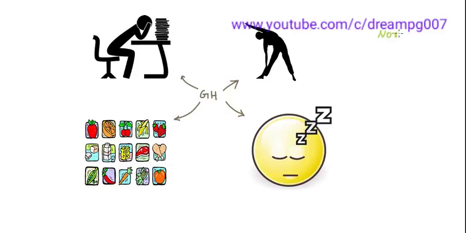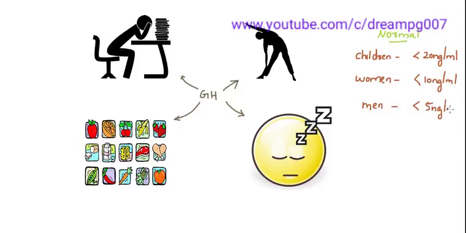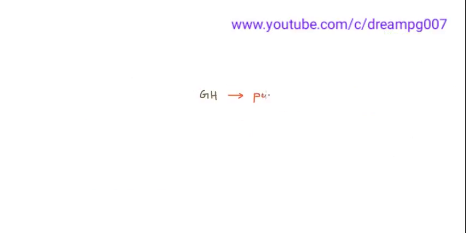Normal amount of growth hormone in children is less than 20 nanogram per ml, whereas in women it is less than 10 nanogram per ml, and in men it is less than 5 nanogram per ml. Normally, the growth hormone is released in a pulsatile fashion. So, if we are suspecting a growth hormone deficiency or excess, it is not good to check the growth hormone. The best way to check is checking the insulin-like growth factor 1.